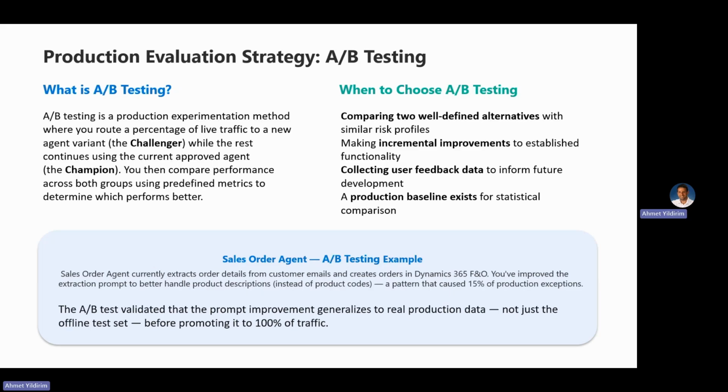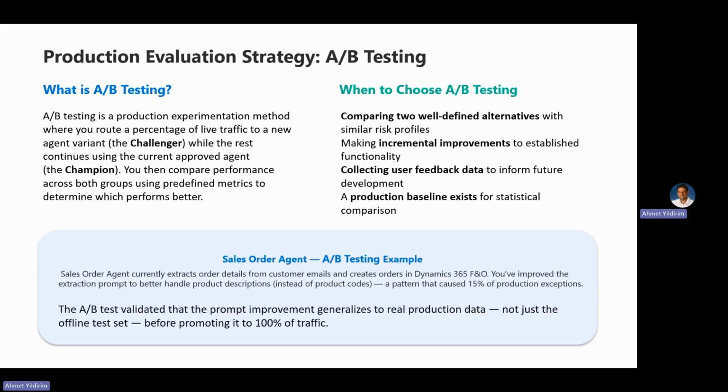Shadow mode, we talked about it. It gives you confidence the agent works on production data without touching users. A/B testing is the next step on the risk curve. So you are now letting real users interact with the new agent, just not all of them. The pattern is champion versus challenger.